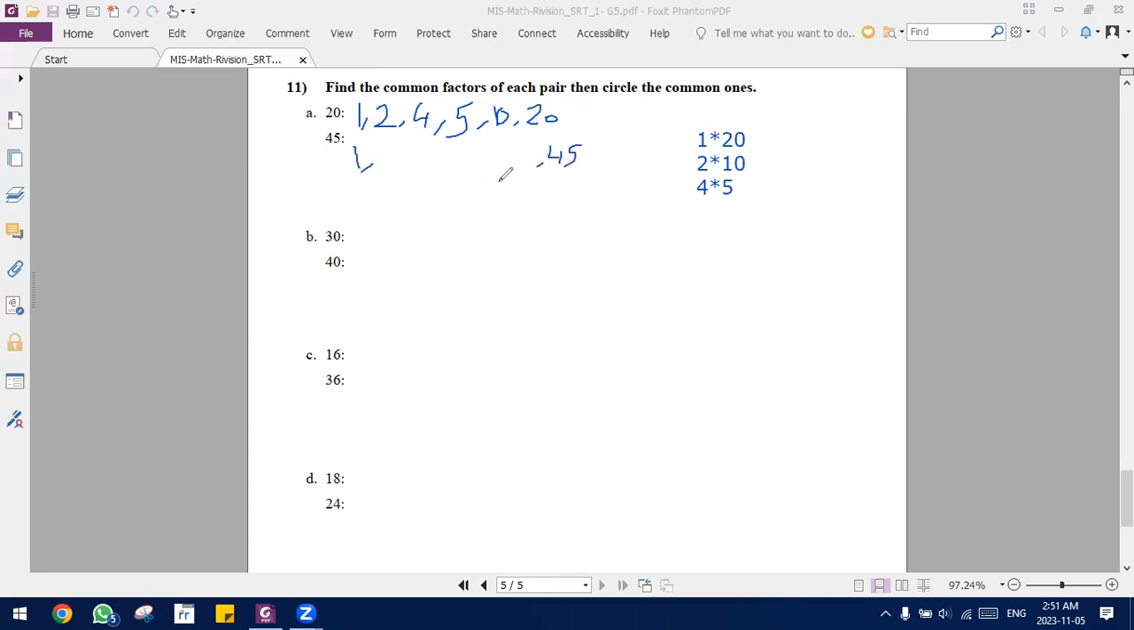Then can I divide by 2? No. Can I divide by 3? Yes. How do we check divide by 3? Let's take 45 as an example. If you need to check if you can divide by 3 or not, just add the digits. So don't say 45. Say 4 plus 5, which is equal to 9. Is 9 a multiple of 3? Yes, it is. Means that I can divide here by 3. So 3 times what to get 45? Or 45 divided by 3, what is it? It's 15.